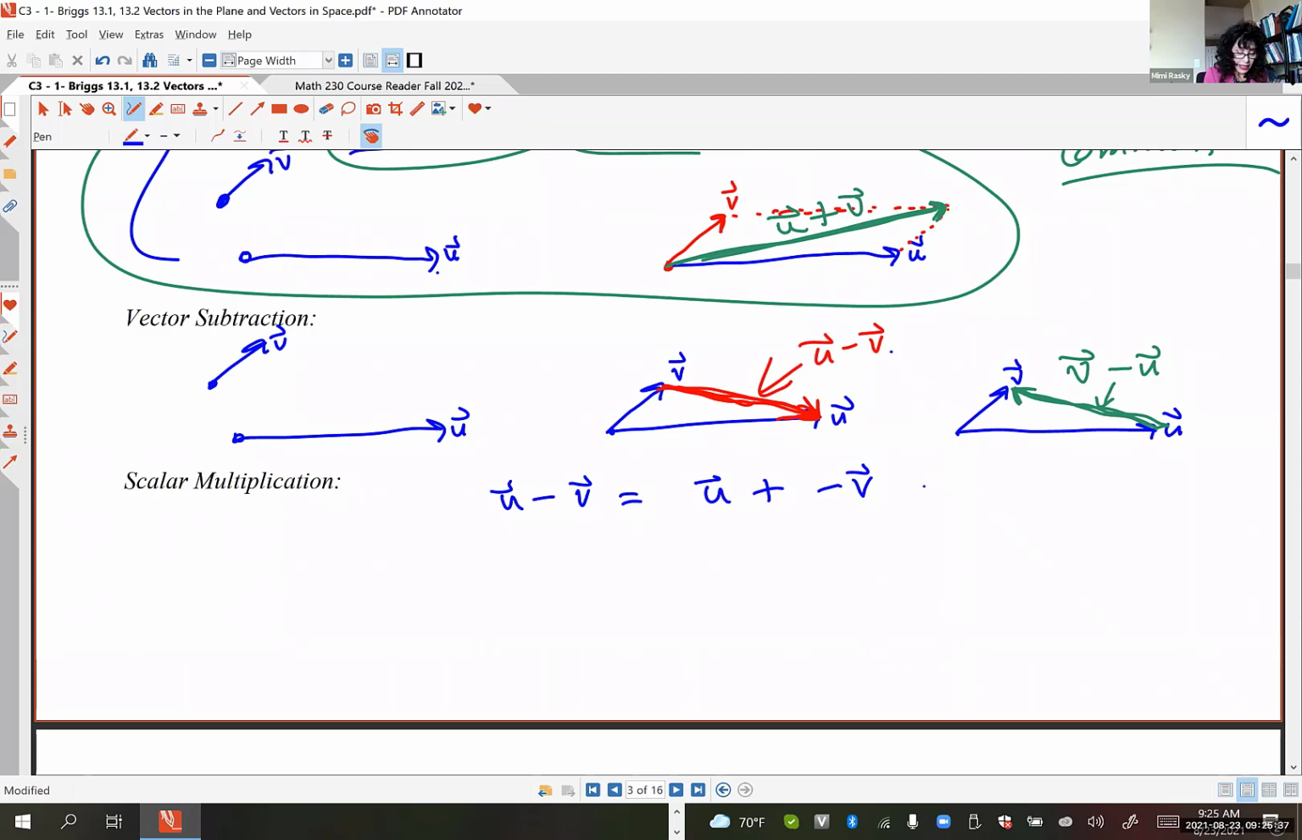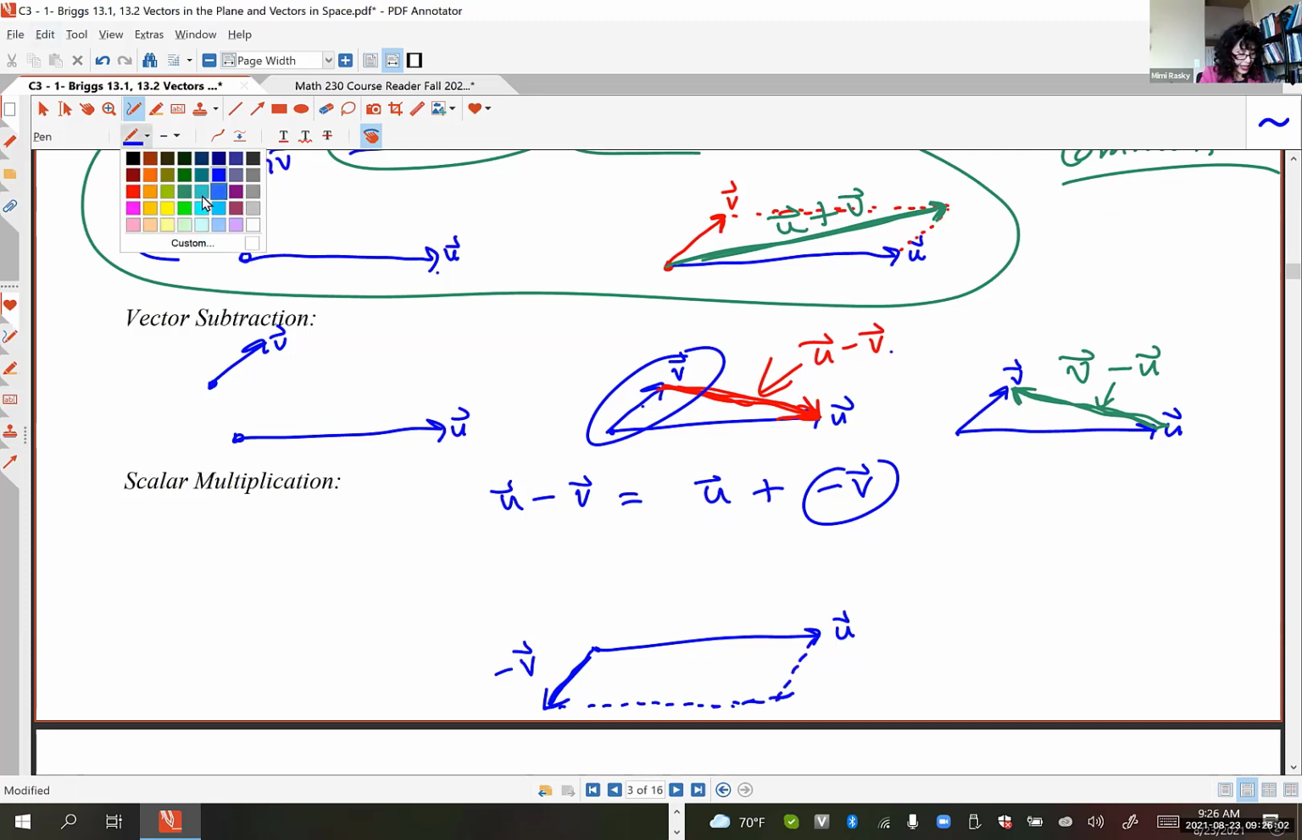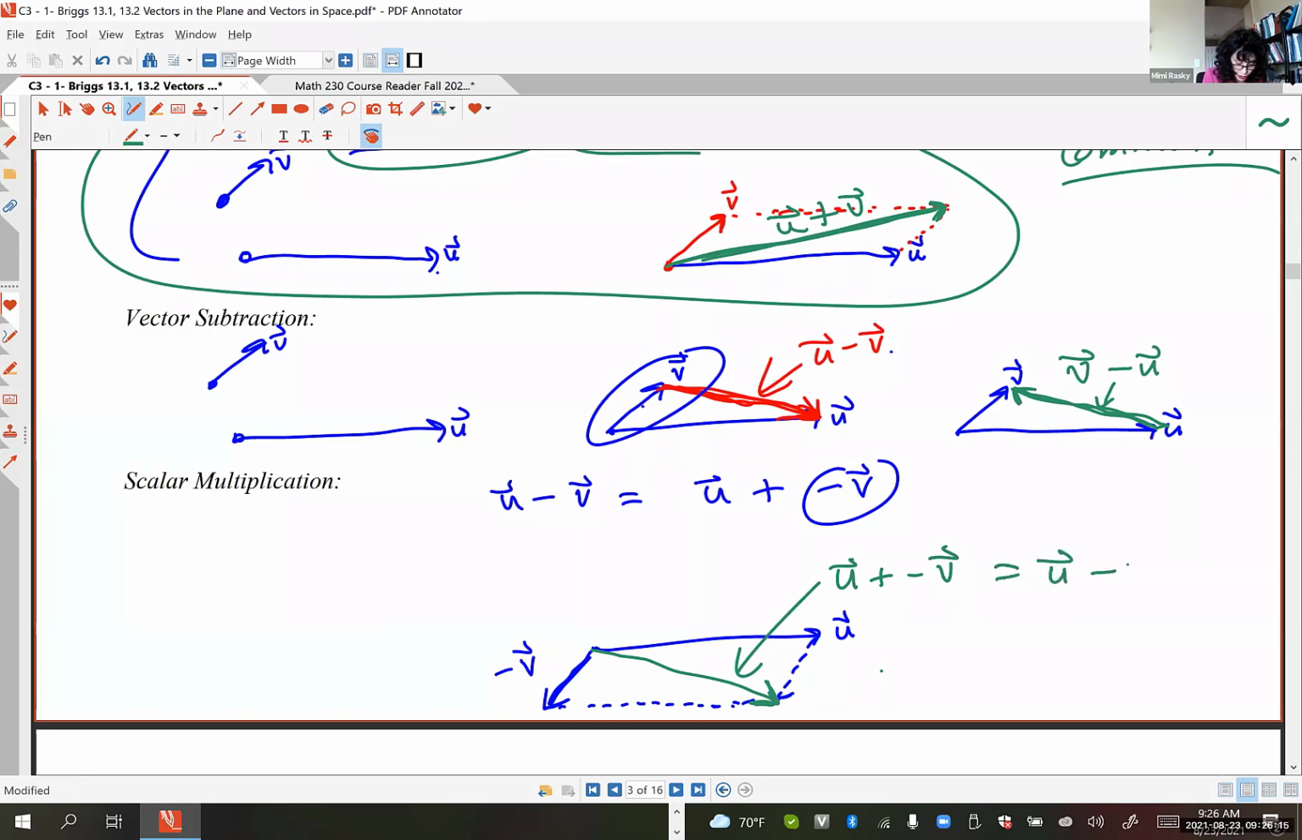So if we use the parallelogram law instead, so here's u, negative v would be pointing in the opposite direction. If v is pointing that way, negative v would be pointing, keep the same length, but pointing in that direction. And if we use the parallelogram law, try to imagine these two vectors as adjacent side lengths of a parallelogram, then the diagonal would be u plus negative v. U plus negative v, which is the same as u minus v.